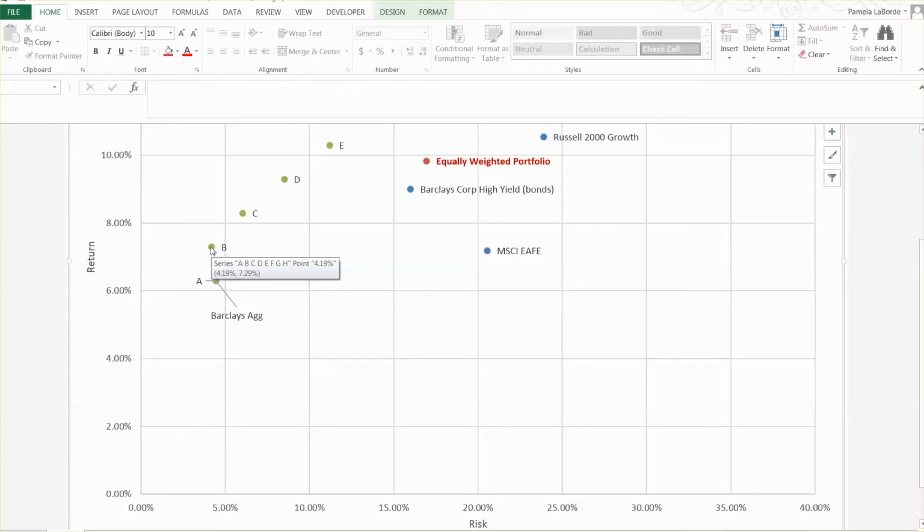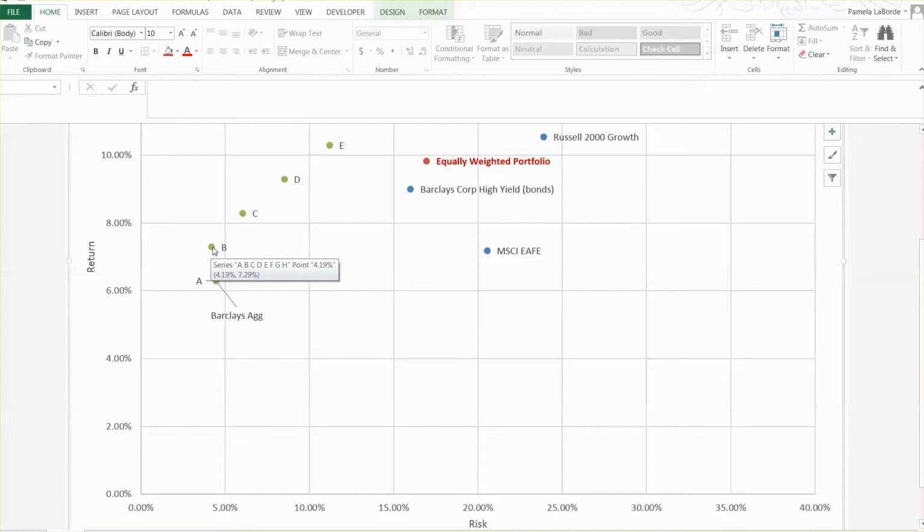Point B generated slightly better return than the Europe, Asia, Australasia, and the Far East, which only generated 7.18. B generated 7.29. But look how much lower risk is for point B. Risk is 4.19%, where over here risk is 20.54%. This point has what, 5 times the risk as point B. And to top it off, point B actually generated better return.